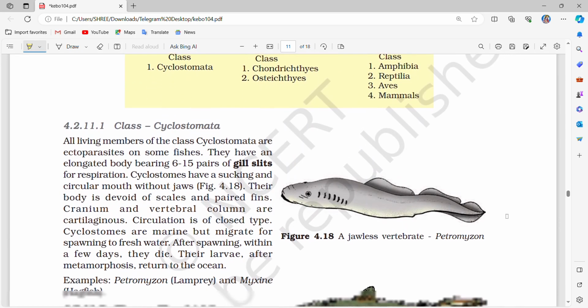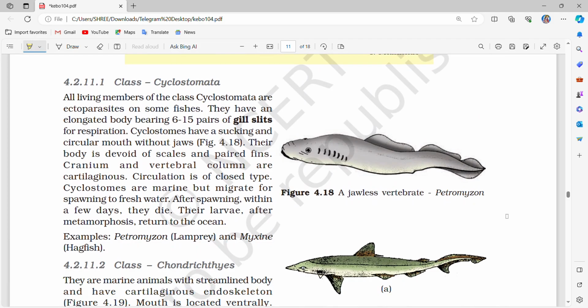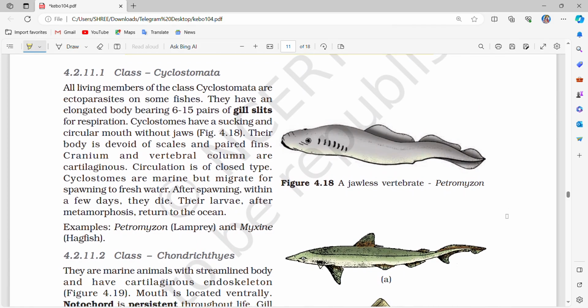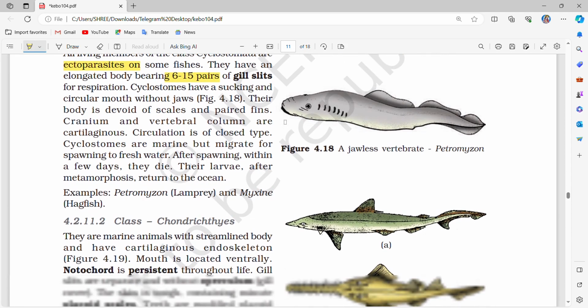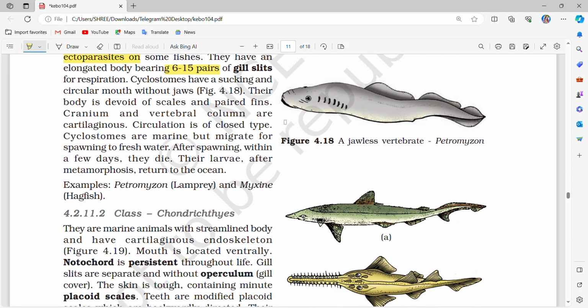4.2.11.1 Class Cyclostomata. All living members of the class Cyclostomata are ectoparasites on some fishes. They have an elongated body bearing 6 to 15 pairs of gill slits for respiration. Cyclostomes have a sucking and circular mouth without jaws, Fig. 4.18. Their body is devoid of scales and paired fins. Cranium and vertebral column are cartilaginous.